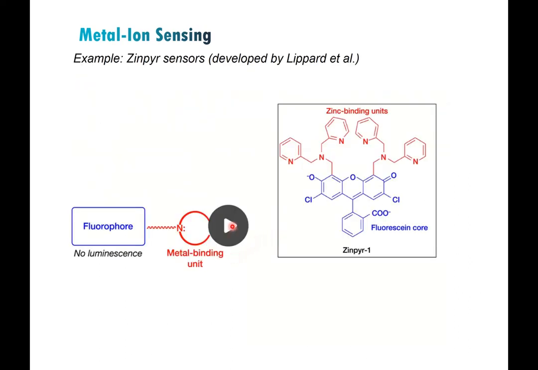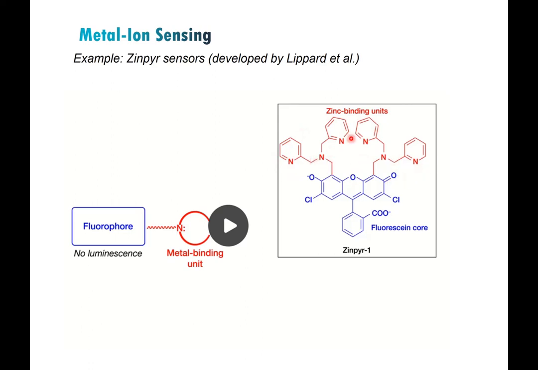So this video here is going to show that with a representative example shown in the insight. This is a very famous zinc sensor that was developed by the Lippard group at MIT. It has a fluorescein core. We talked about fluorescein as a common xanthene-based fluorescent molecule in the laser dye category that we discussed. And then these are the zinc binding units. I think this one can bind up to 2 equivalents of zinc, so there might be a 2-stage response.